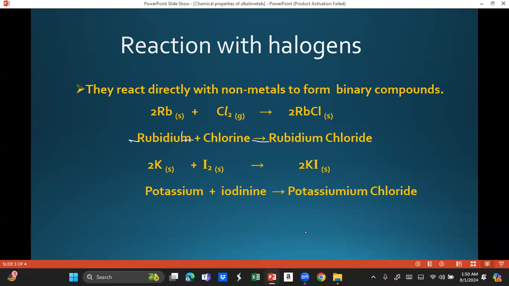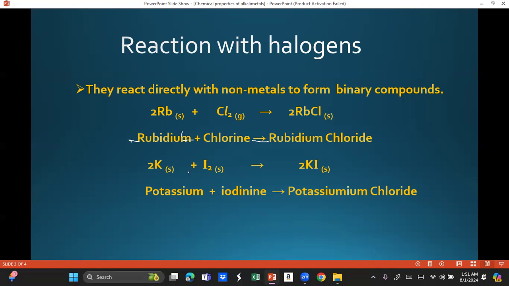Why do we write halogens in molecular form? The reason is very simple. In atomic state, their outer shell is not complete. They are highly unstable. They need one electron to complete their outer shell. That is why they share outer shell electrons with each other to make a stable form. In case of Cl, it will be Cl2. In case of iodine, it will be I2.